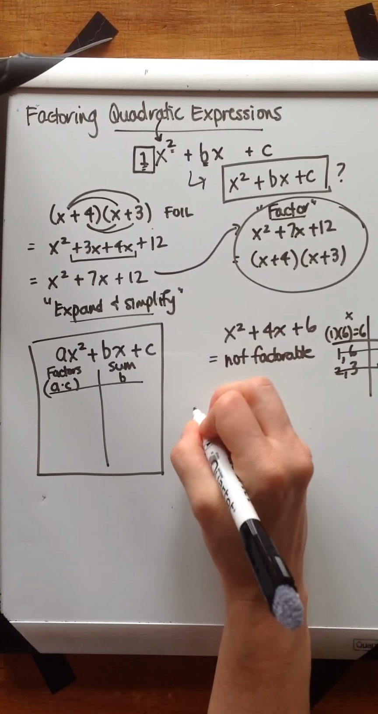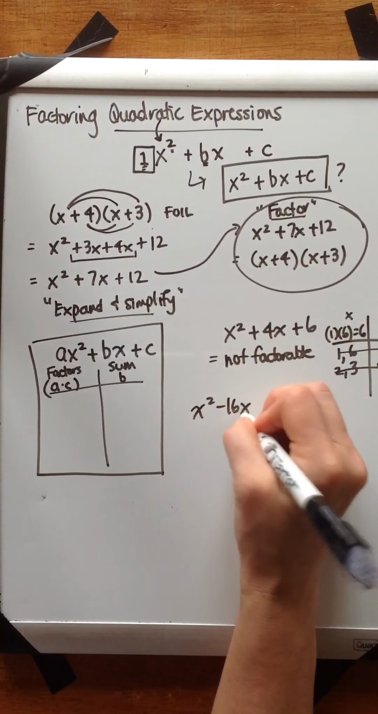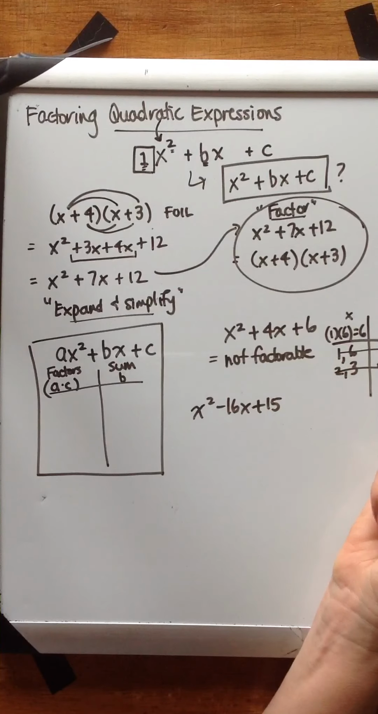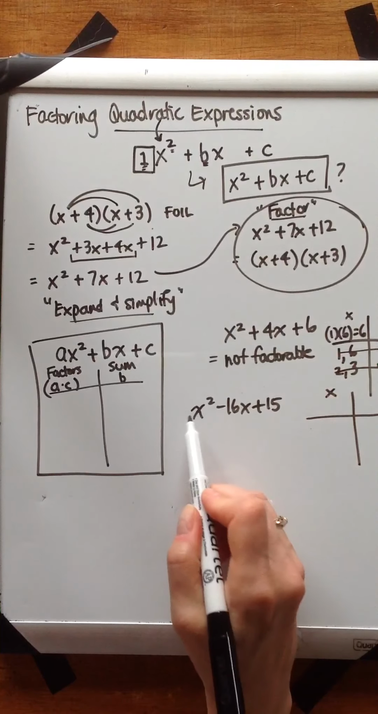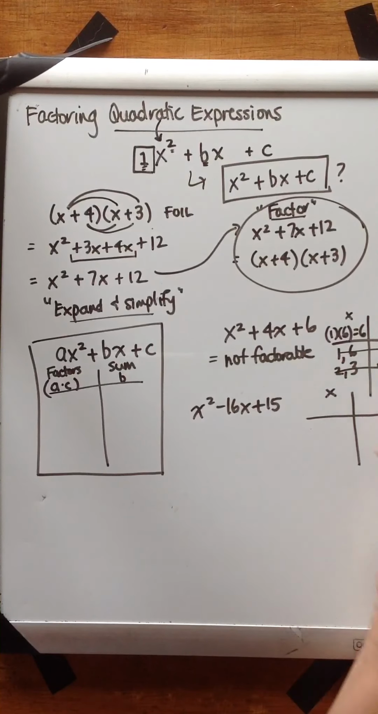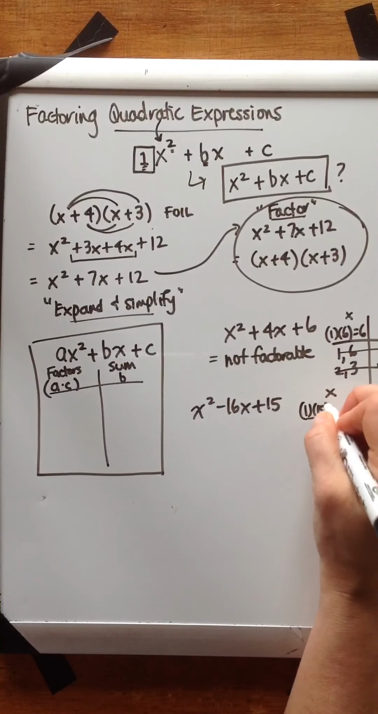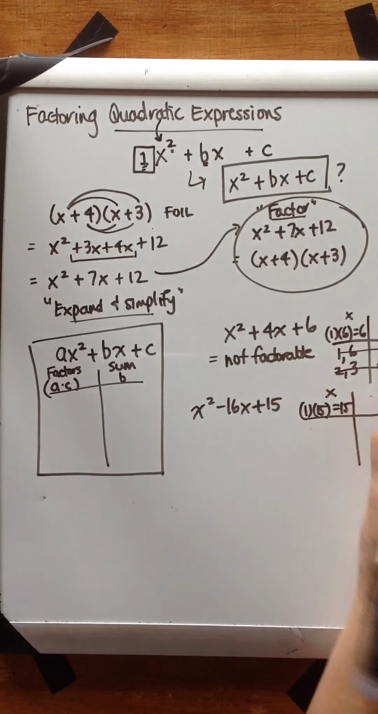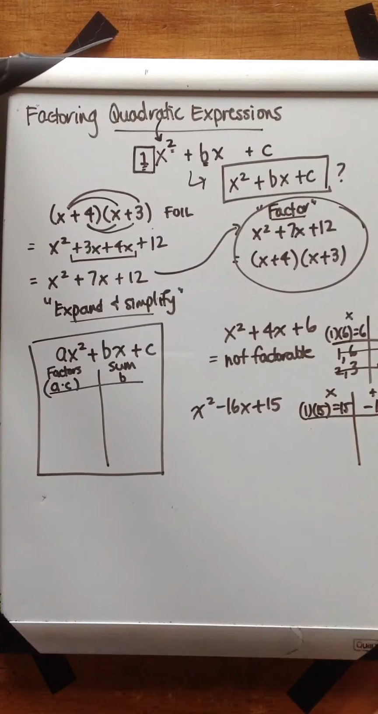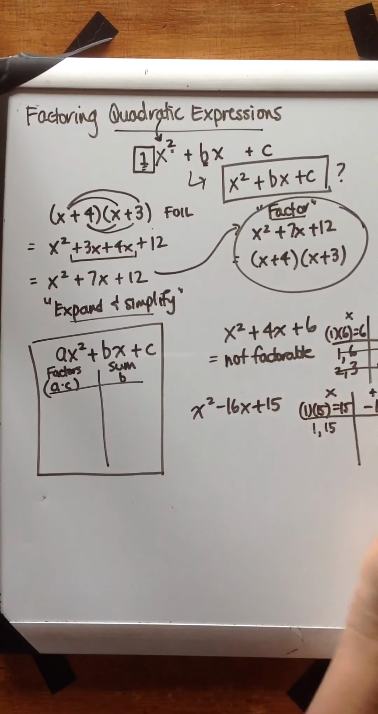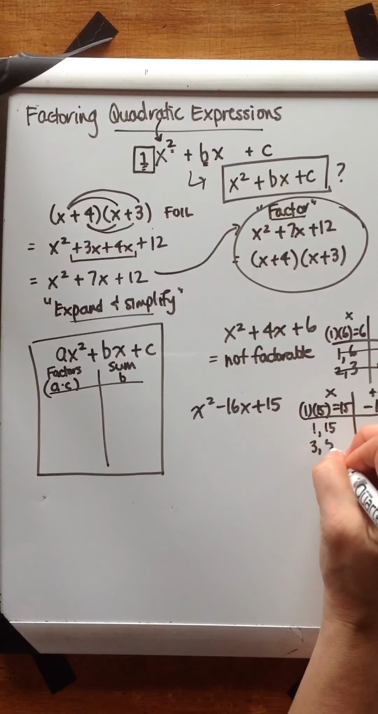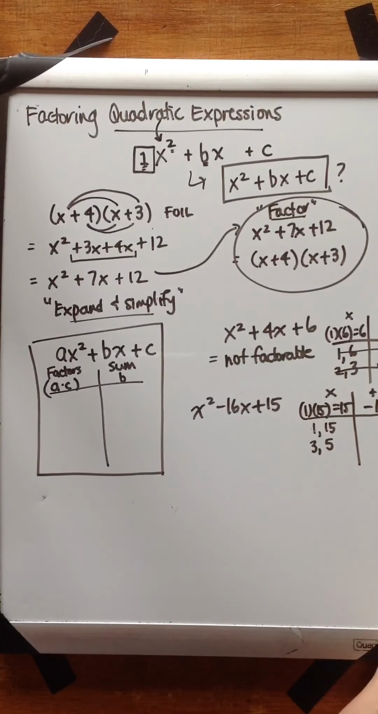Let's try another one. Let's do x squared minus 16x plus 15. So again, I like to put my little thinking chart off to the side. Two numbers that multiply to give a times c, or 1 times 15, and that add to give negative 16. So let's begin with the things that multiply to give 15. I have 1 and 15. I can't do 2 because it's not even. I can do 3 and 5. And I want to find some that add to give 16, or negative 16.